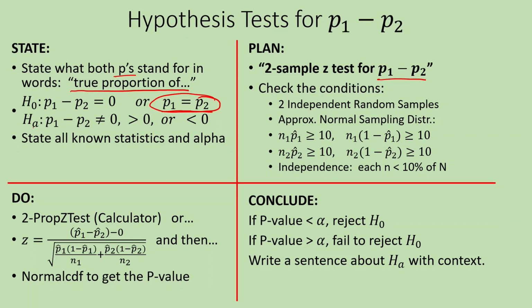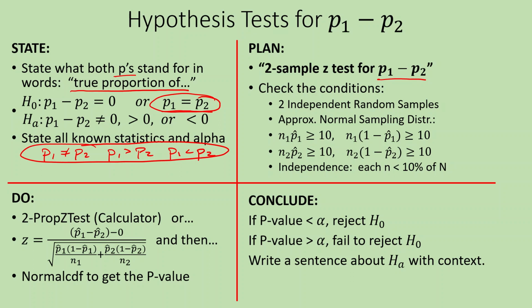All right, the alternative hypothesis will be that either they don't equal 0, one's greater than 0, or it's less than 0, or we can say p1 doesn't equal p2, or p1 is greater than p2, or p1 is less than p2. Any of those are fine. I usually go with these ones down here. So mine will probably look like that.